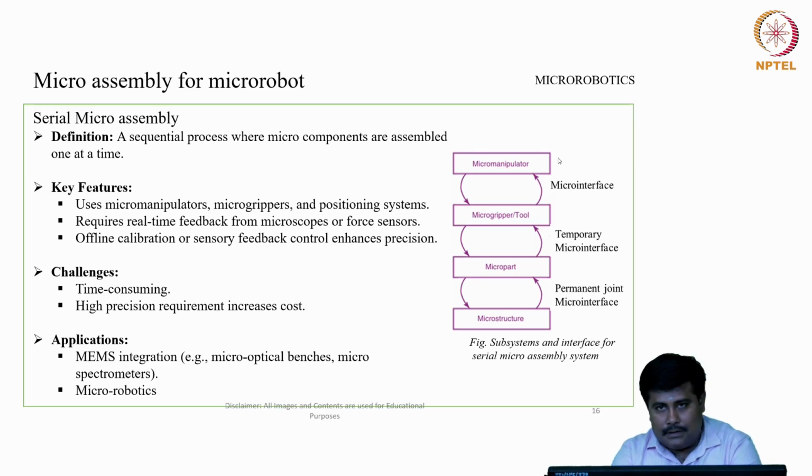As far as serial micro assembly is concerned, it is a sequential process where micro components are assembled one at a time. Some of the key features include a micro manipulator, a micro gripper and a positioning system, and it also requires real-time feedback from a microscope or force sensor. There is an offline calibration or sensory feedback control which enhances the precision.